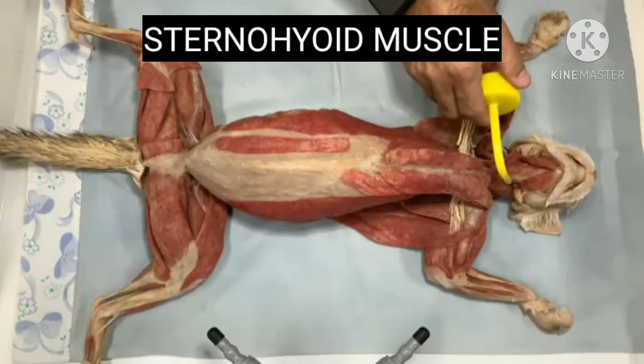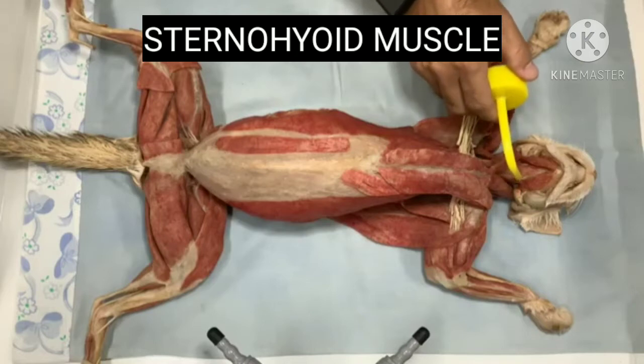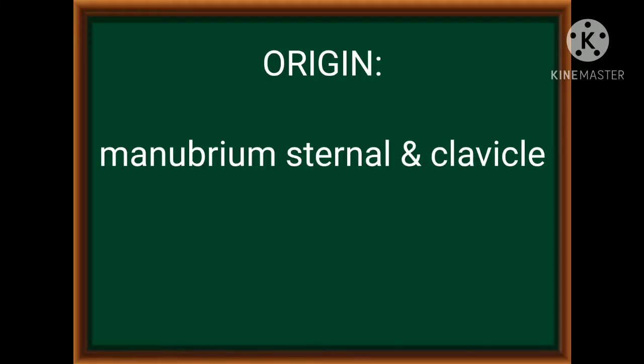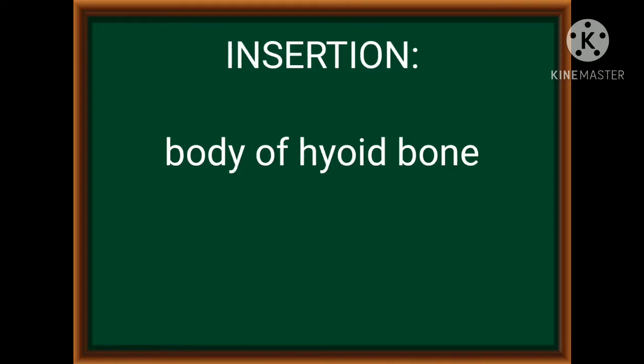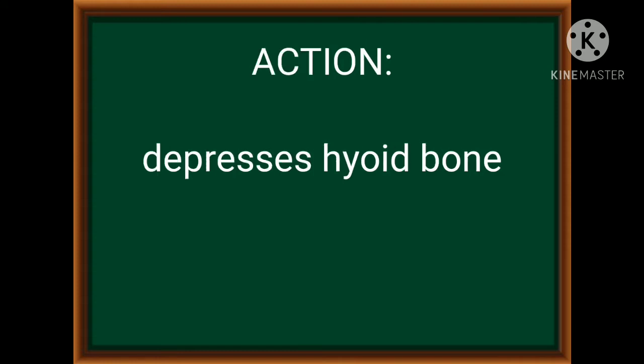Now let's go to the sternohyoid muscle and its OIA. Manubrium, sternal, and clavicle. Body of hyoid bone. Depresses hyoid bone.